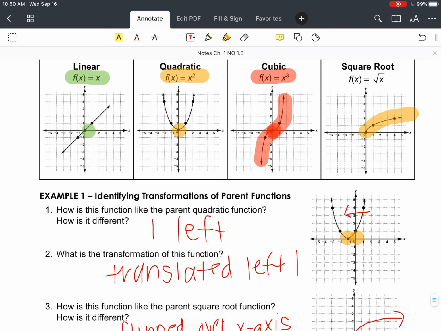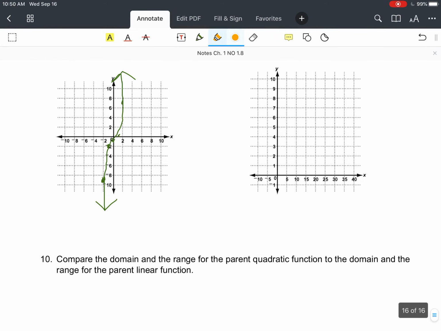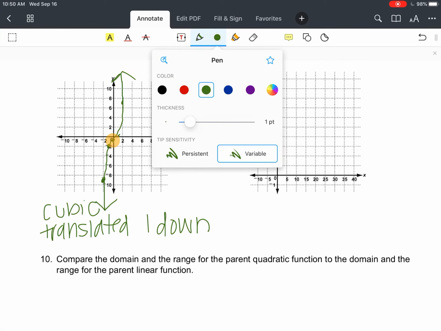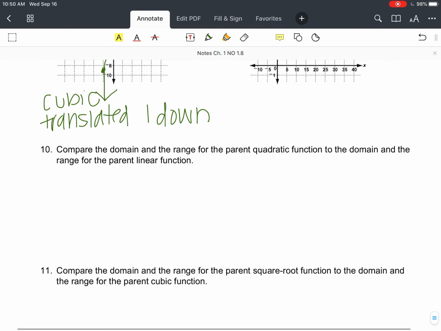Looking here, my cubic, remember I said it turns from going concave down to concave up at the point 0, 0. Now, instead of at the point 0, 0, it's at the point 0, -1. So this is a cubic function that got translated 1 down. So that's how you would do number 8. Pause the video, try number 9, and see how it compares to the original parent function. Remember, you can always check your answer on the school webpage under the key.